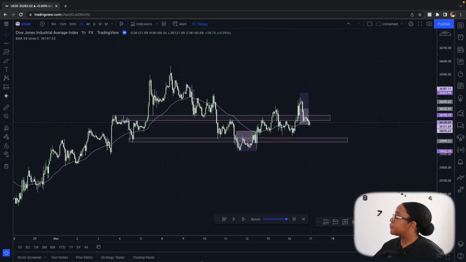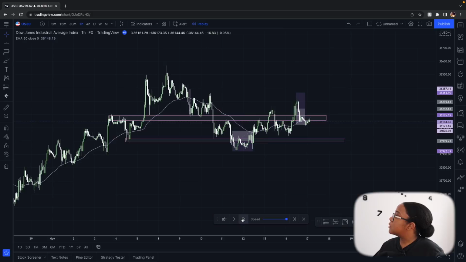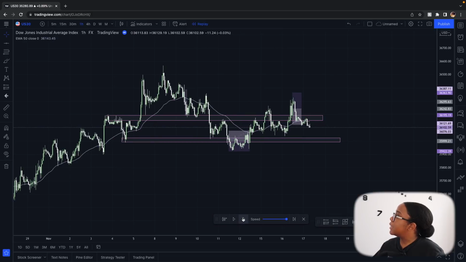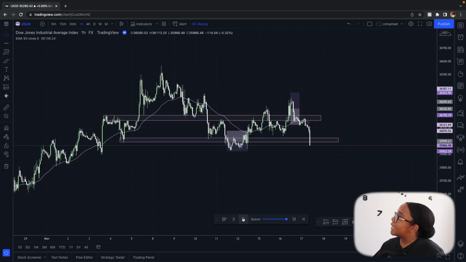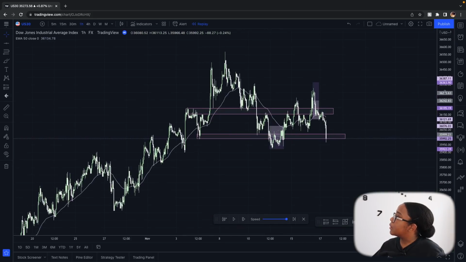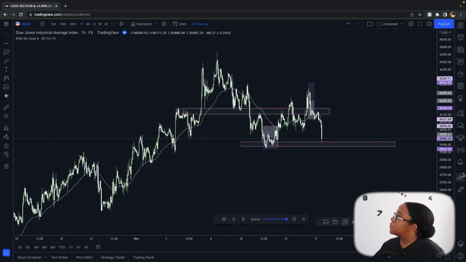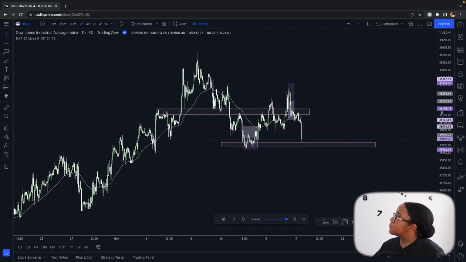So the 17th of November would be the next day, which would be Wednesday. So we're waiting for Wednesday. Yeah. 1, 2, 3, 4, 5, 6, 7, 8, 9. Are we breaking now? So maybe we are breaking. Or is this a double bottom? Let me just fix that.